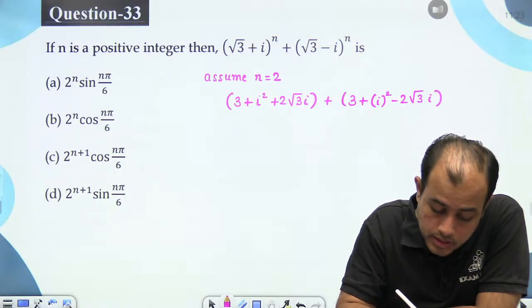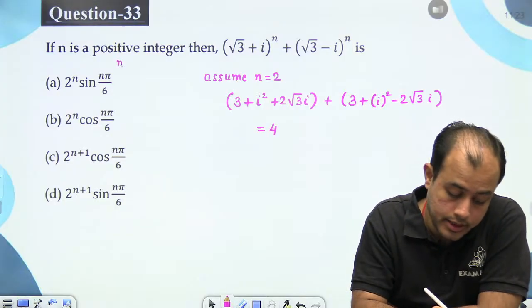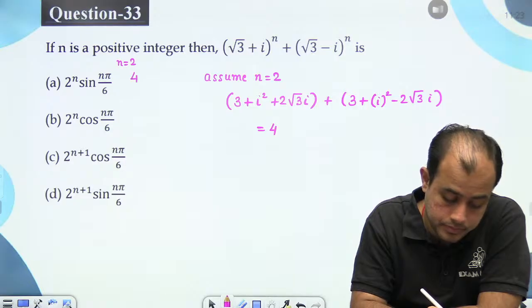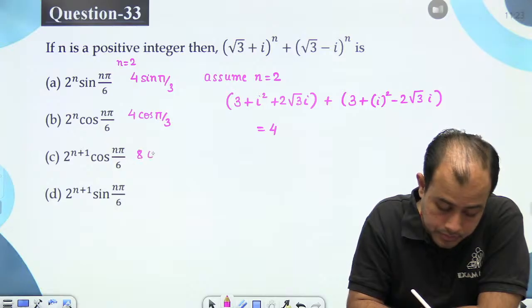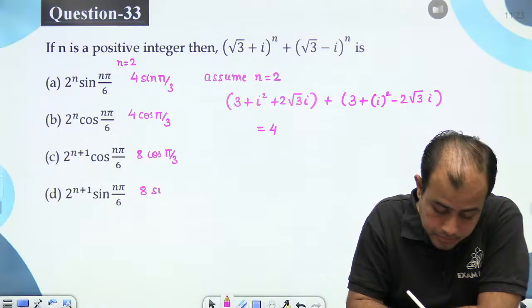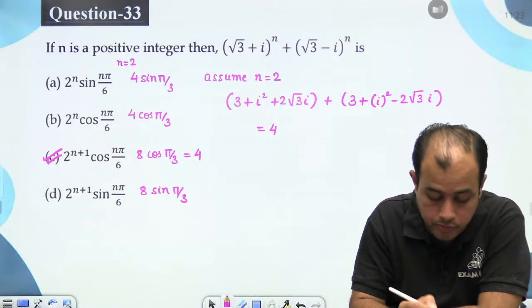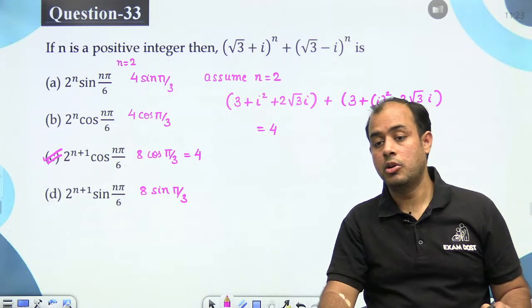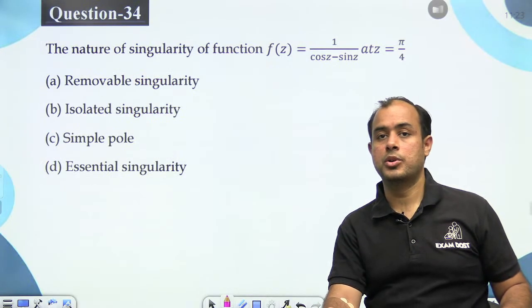Iota square is -1. So 2 or 2, 4. Now at n equal to 2, okay, this is 4. The answer is C. This will come out to be 4. बहुत बढ़िया तमन्ना.